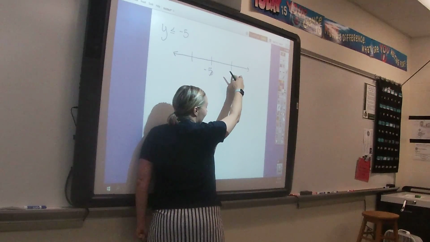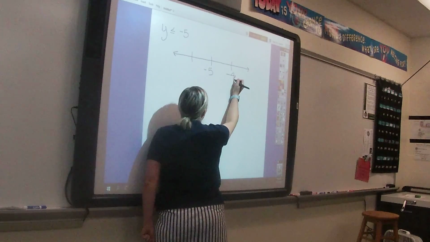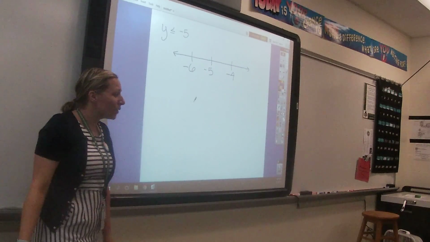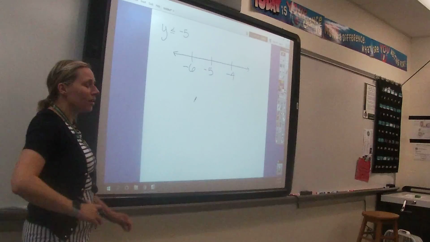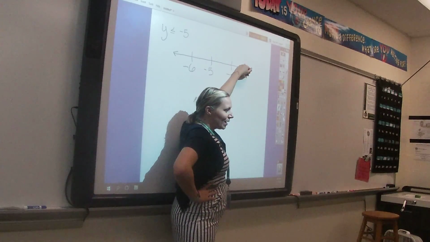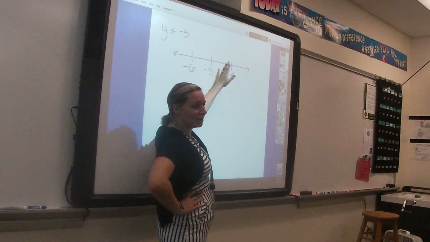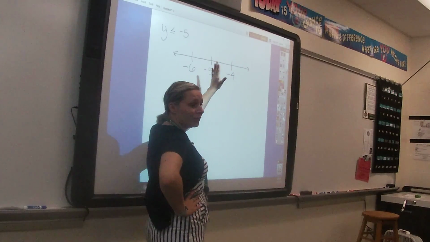What number am I putting right here? 4. What number am I putting right here? 6. Negatives feel kind of backwards. If you're like, Mrs. McKinney, I can't remember. Whenever we're moving to the right, we're always adding 1. So worst case situation, put in your calculator -5 plus 1 and -5 minus 1.